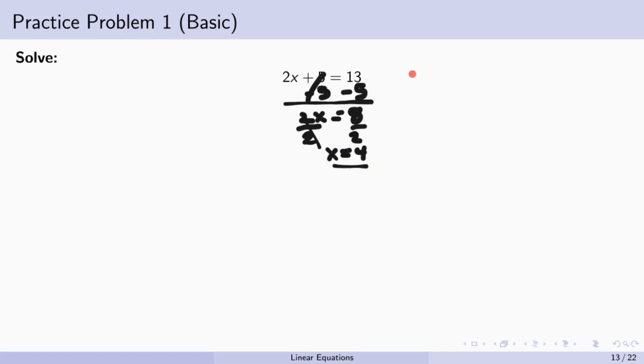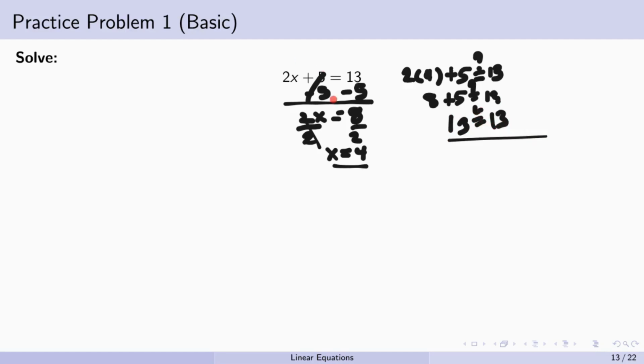Let's check. 2 times 4 plus 5 is equal or not to 13. 8 plus 5 is equal or not to 13. 8 plus 5 is 13, equals 13. Therefore, this equation is true if x is equal to 4.